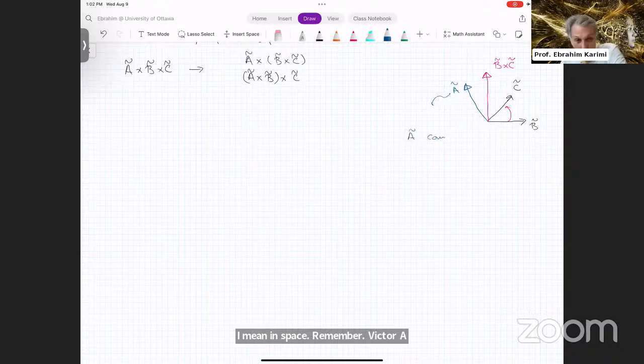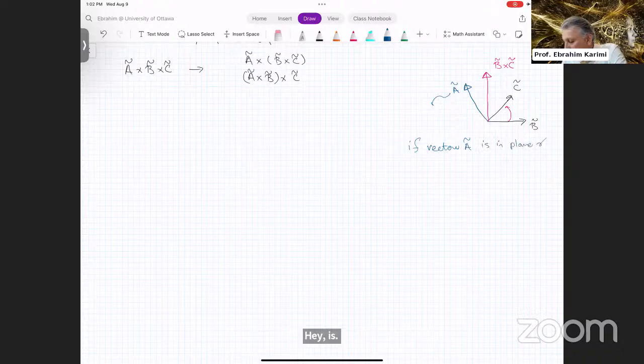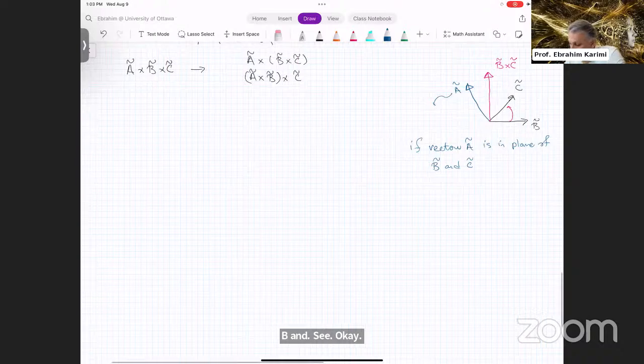Remember, vector A cannot be, or let's write it in a different way: what is happening if vector A is in the plane of B and C? That is one question that I have for you.